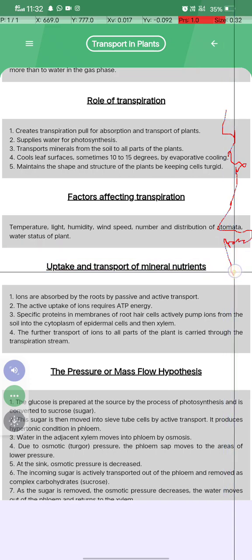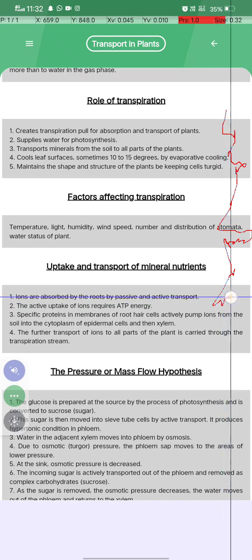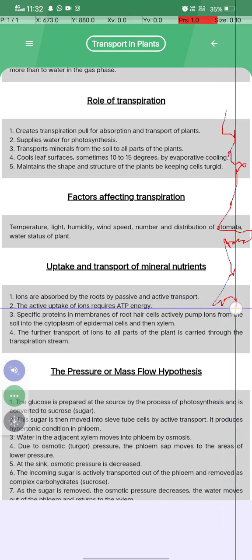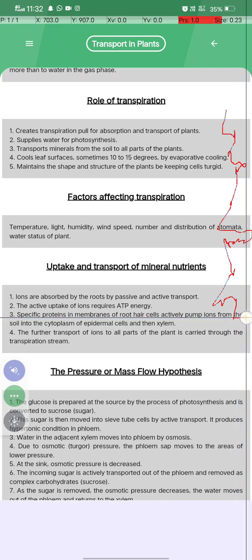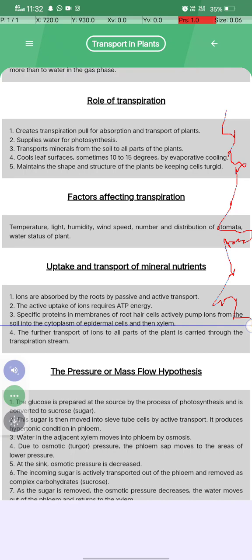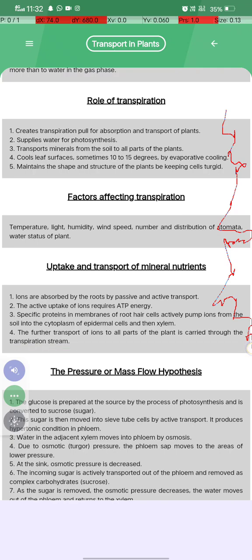Uptake and transport of mineral nutrients. Ions are absorbed by the root by passive and active transport. The active uptake of ions requires ATP energy, and specific proteins in the membrane of root hair cells actively pump ions from the soil into the cytoplasm of epidermal cells and then xylem. The further transport of ions to all parts of the plant is carried through the transpiration stream.